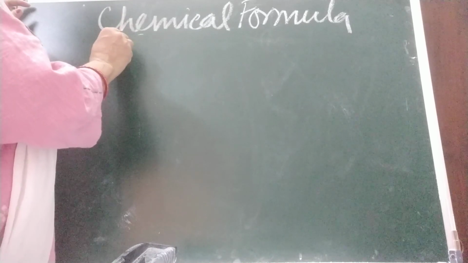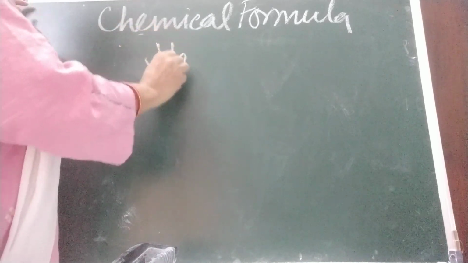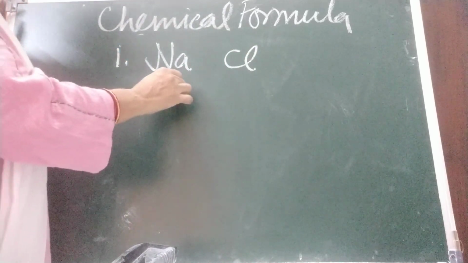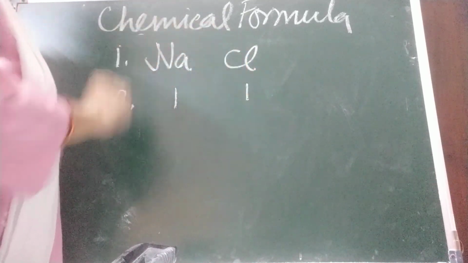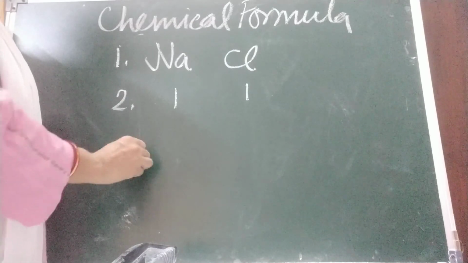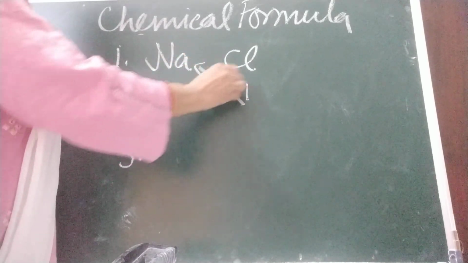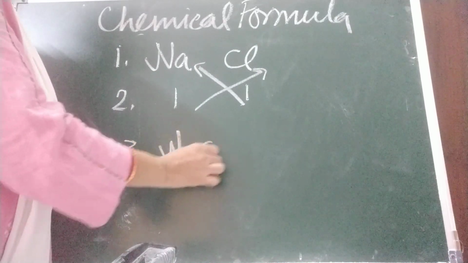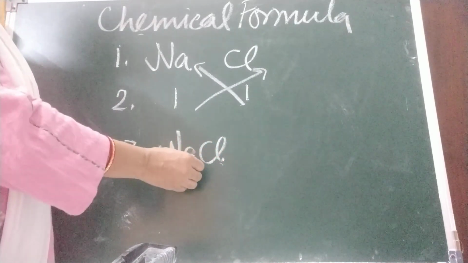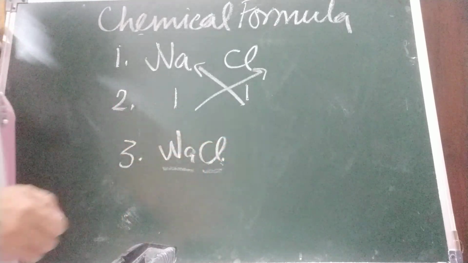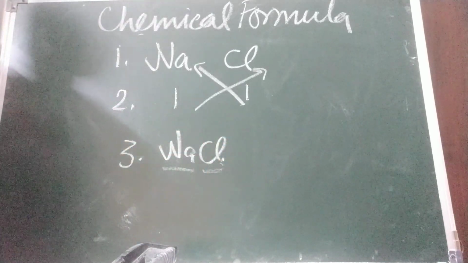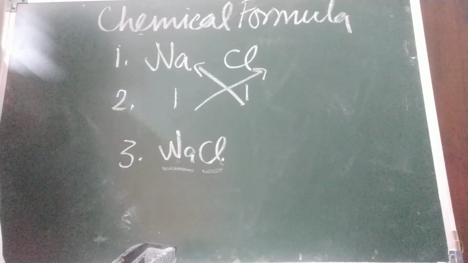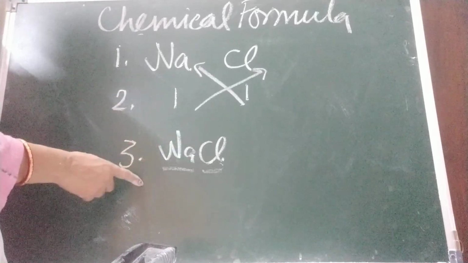Now next is common salt, sodium chloride. Constituents Na and Cl. Second step, valency 1, valency 1. Third step, cross it. Both sides 1 will come, but we will not write it, as we know the atom represents 1. So this is the formula of NaCl, sodium chloride, and we also call it common salt.